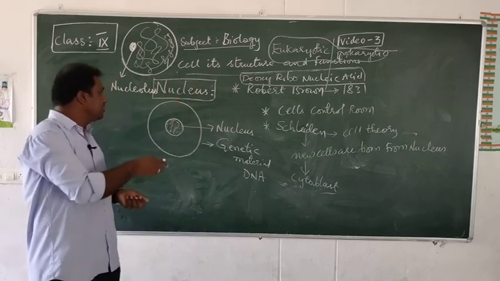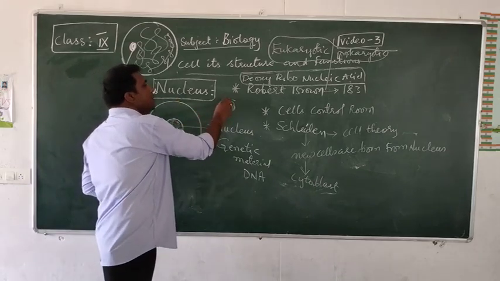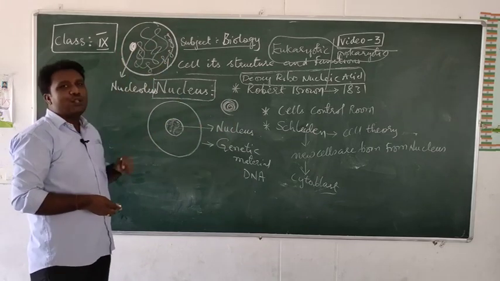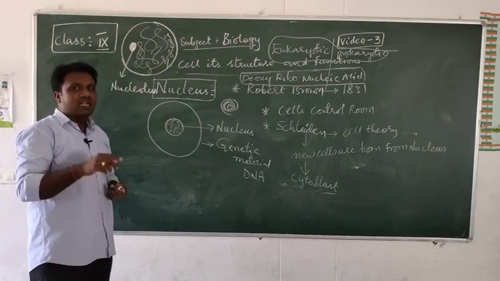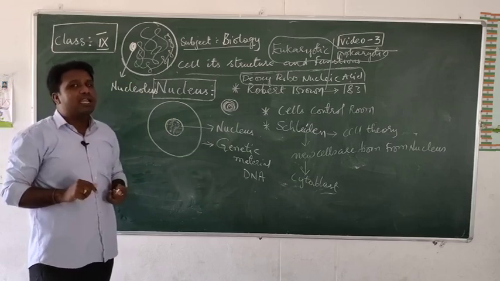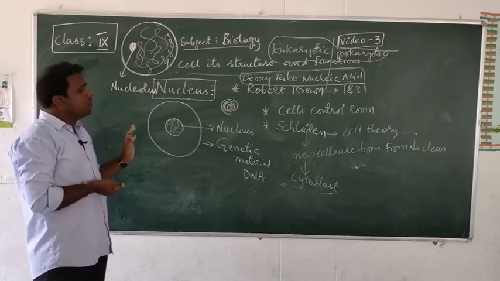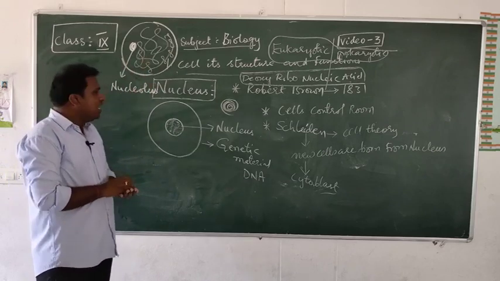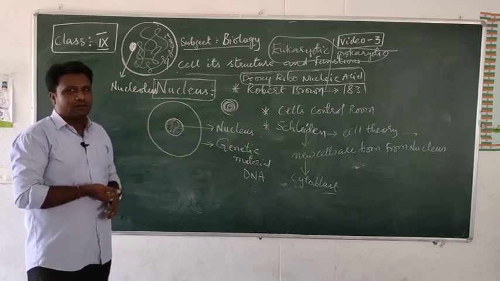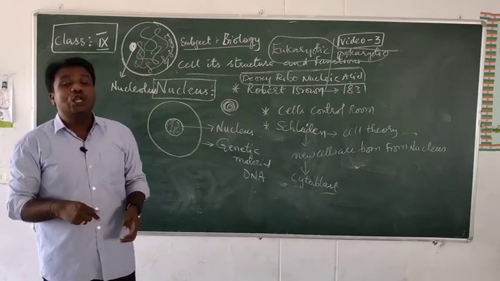If this is a nucleus with a nuclear membrane, the layer that surrounds the nucleus is called the nuclear membrane, like the cell membrane. What do you call the layer that surrounds the nucleus? Nuclear membrane. And the liquid portion present inside the cell, we call it cytoplasm. In the same way, the liquid portion present inside the nucleus is called nucleoplasm.